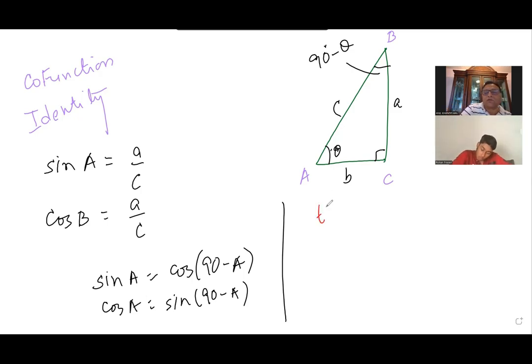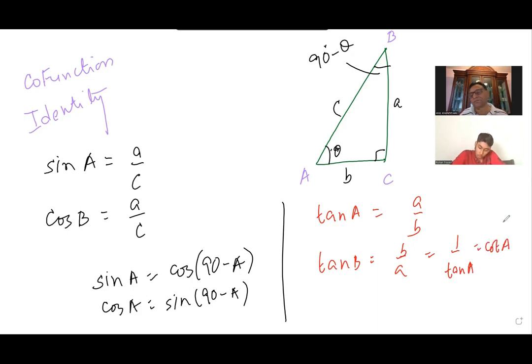Now let me figure out what tan of A equals. Tan of A will be a over b. And what is tan of B? B over a, right? Which is equal to 1 over tan A, or cotangent A. Is that clear to you? 1 over tan is cot A, correct?